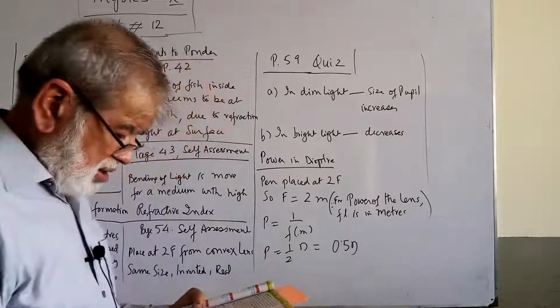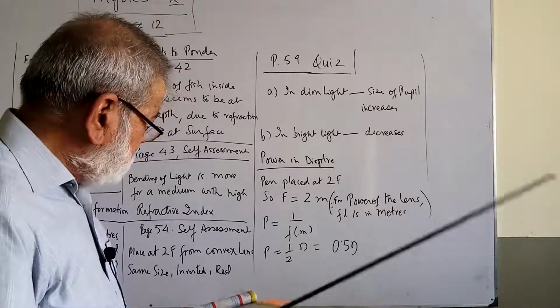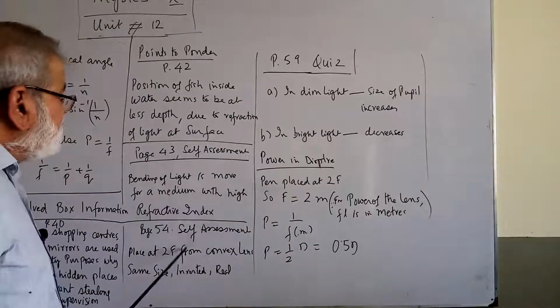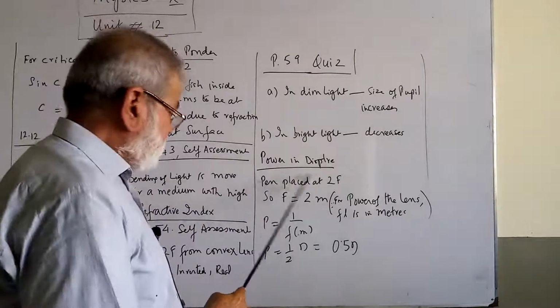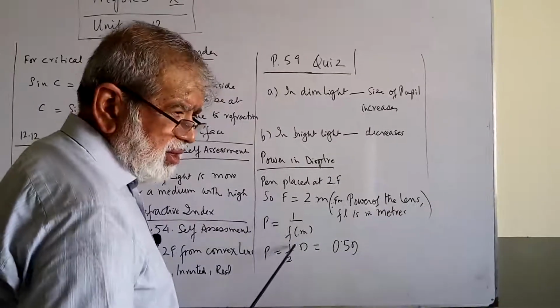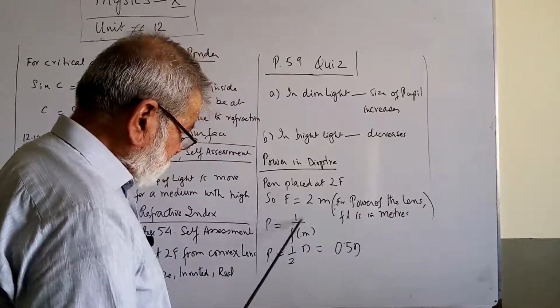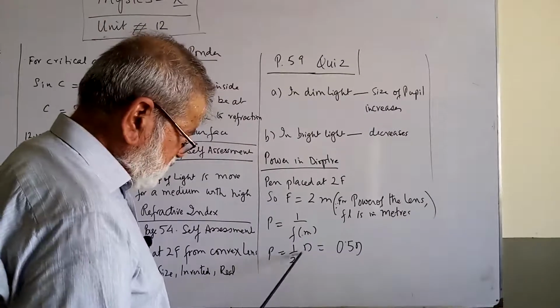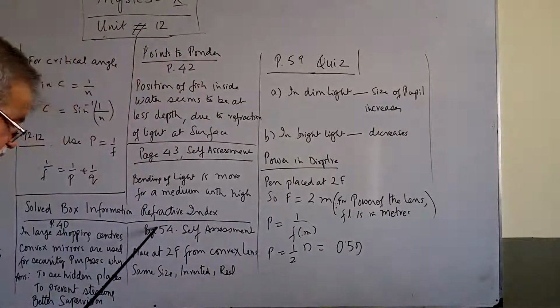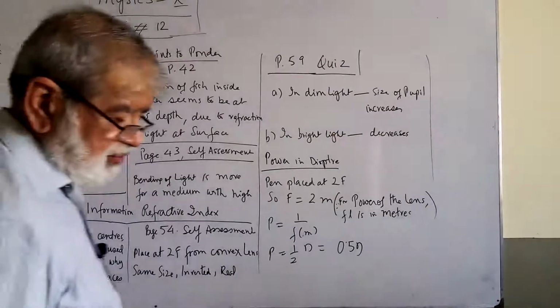And the power at 2f, this question is about the second part of it. The power in diopters at 2f: f is equal to 2 meters, because power is equal to 1 over f in meters. So 1 over f in meters means 1 over 2 diopters, which is equal to 0.5 diopters. This is a continuation of the self-assessment on page 54.